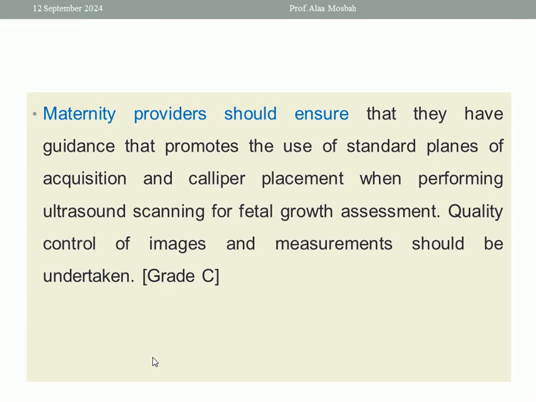Maternity providers should ensure that they have guidance that promotes the use of standard planes of acquisition and the caliper placement when performing ultrasound scanning for fetal growth assessment. So you should measure the fetal biometry accurately, and quality control of the image and the measurement should be undertaken.